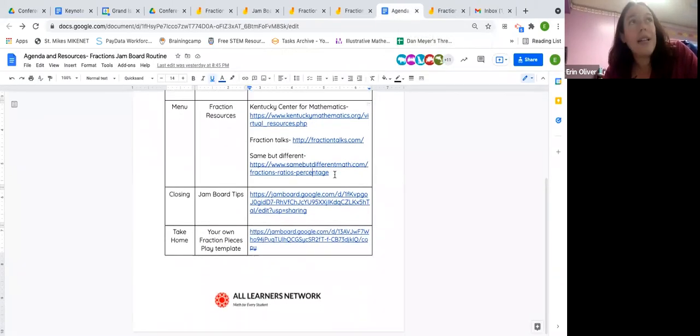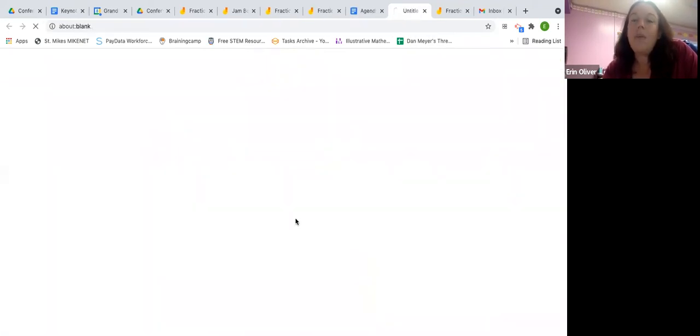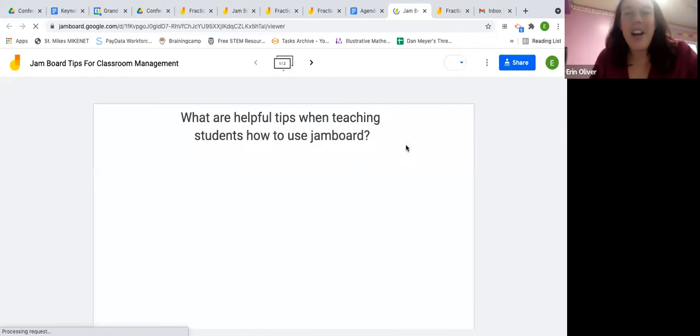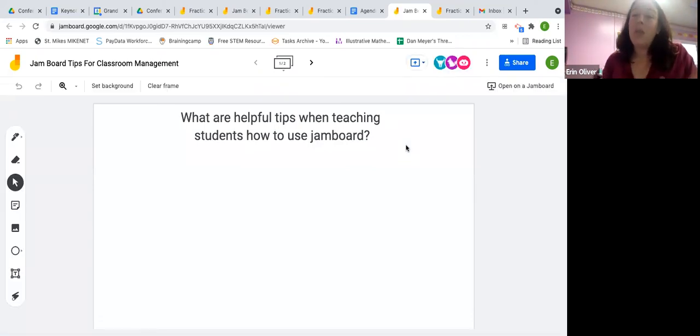So to close out, we're going to go into the final Jamboard. So this is Jamboard tips. Because running a Jamboard in the classroom has some considerations that are helpful. So those of you who have tried it and those of you who haven't and have just seen it happen right now, there's two things. I want us to populate this Jamboard with the answers to two different questions.